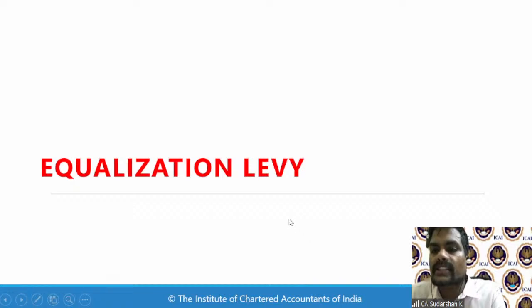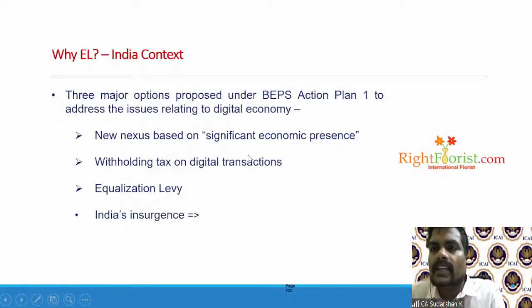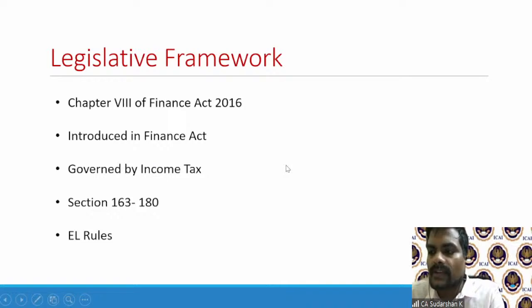It's called equalization levy because India, it's a very smart move by India in 2016, making a very strong statement: enough is enough with you big guys. You've been making a lot of money from India. You have India's data, do everything, you make money, but you don't pay your taxes. This is unfair. So what India did is, through Finance Act 2016, Chapter 8 introduced Equalization Levy by virtue of Section 163 to 180 of the Finance Act 2016.